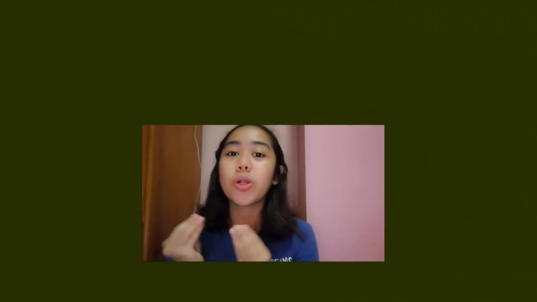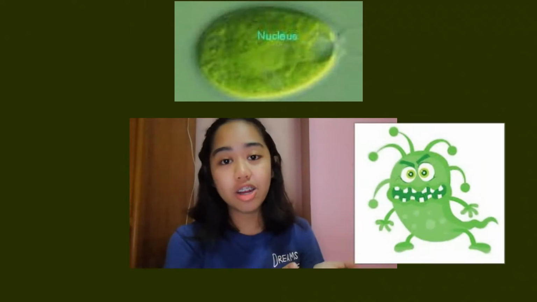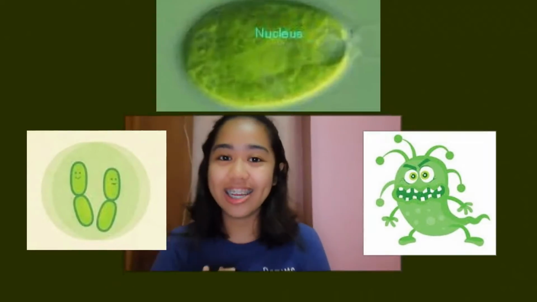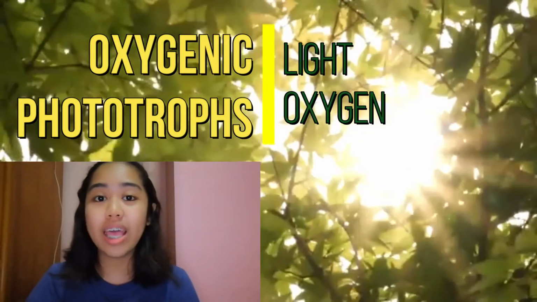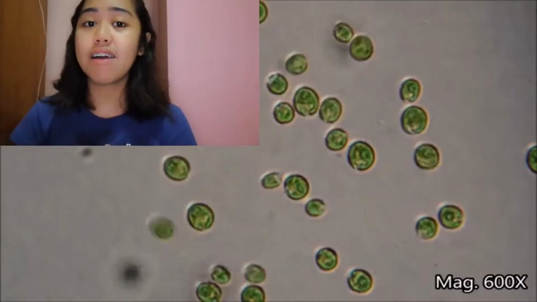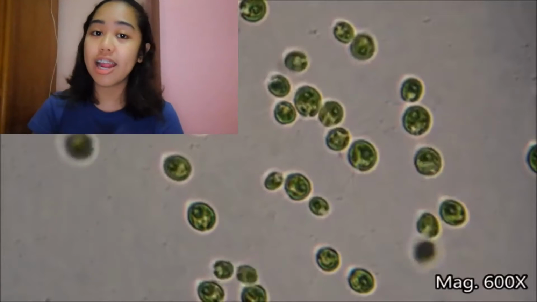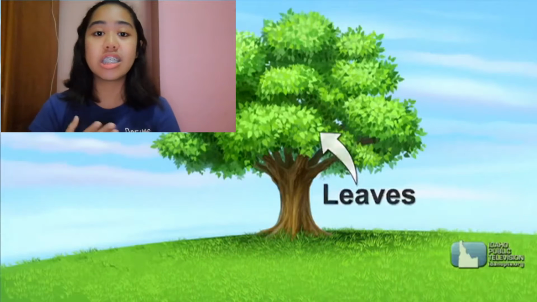Since algae are eukaryotic, they contain a nucleus, which differentiates it from bacteria and photosynthetic cyanobacteria. Also, they are considered as oxygenic phototropes since they use light for growth and produce oxygen as a byproduct. They also differ from plants since wala silang vascular tissues, which is necessary for the conduction of water and nutrients and minerals. Also, they don't have those parts such as roots, leaves, and even stems.